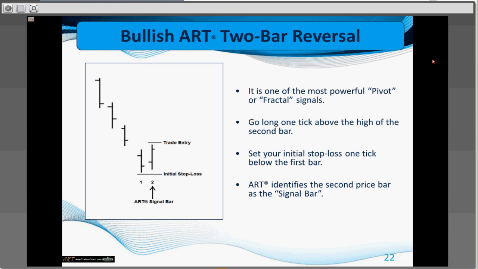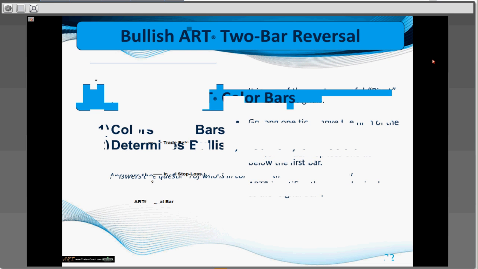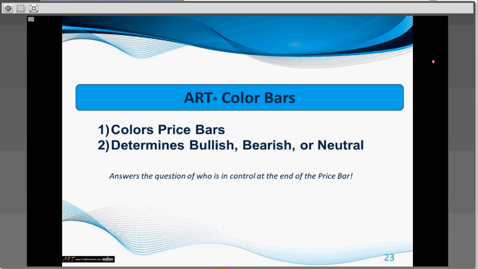The third study is called the ART color bars, and basically this is how we determine whether a price bar is bullish, bearish, or neutral. If it's bullish, again, what we care about is how prices close in relation to the length of the price bar.